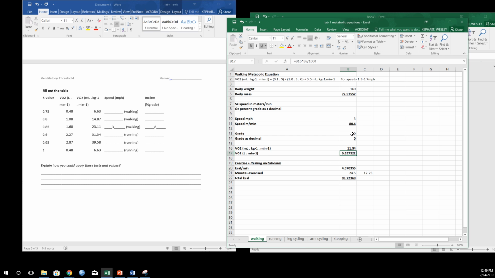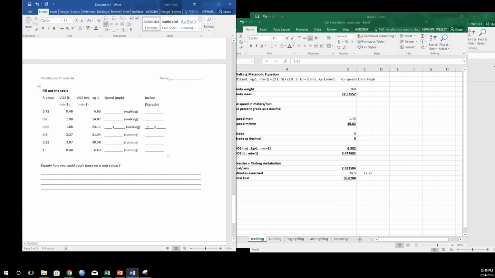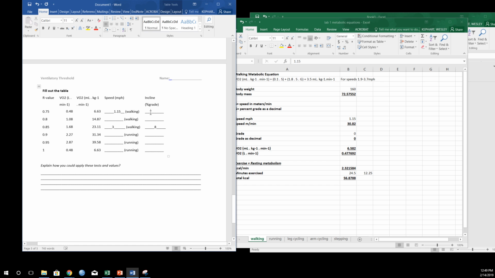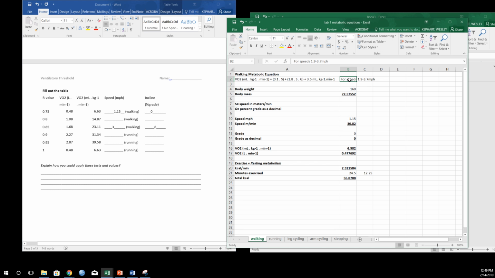Okay, so there we put a 0 in for the grade, and then we got a 0.8. So we need that even lower, so we might need to decrease the speed even more. 0.48. Okay, well, that's pretty close. So here we would write 1.15 and a 0. Now granted, this is really only for speeds between 1.9 and 3.7, so this is likely inaccurate, but it might be able to get us something.